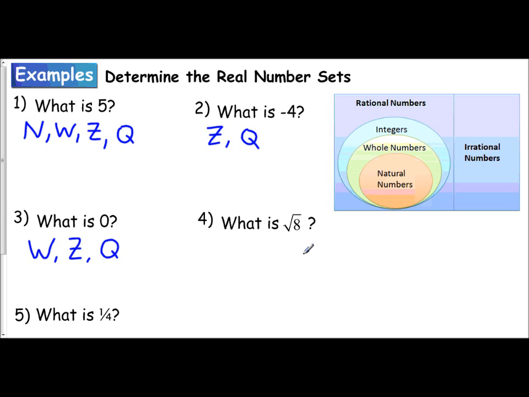If we were to look at the square root of 8, the square root of 8 is 2.8284227, and there's no pattern to it. It doesn't stop, it doesn't have a pattern, it doesn't repeat. So therefore, this is an irrational number.